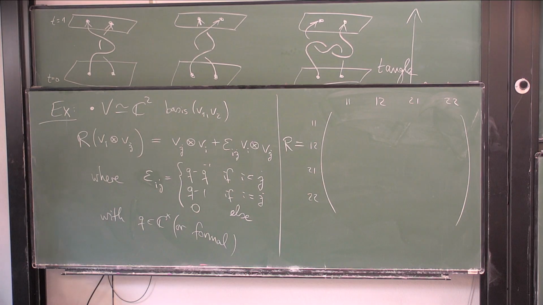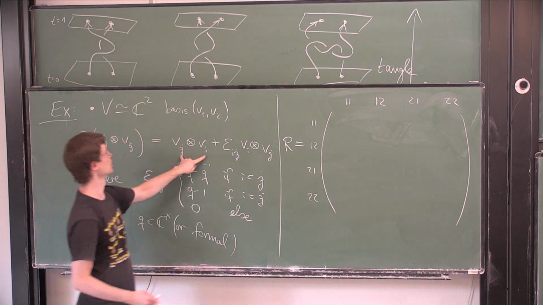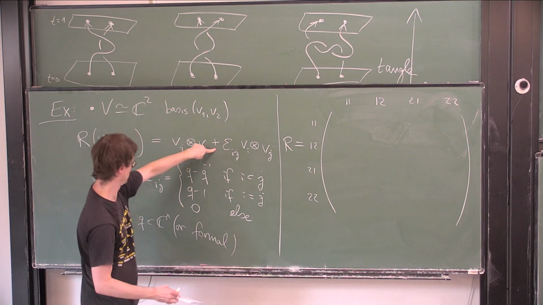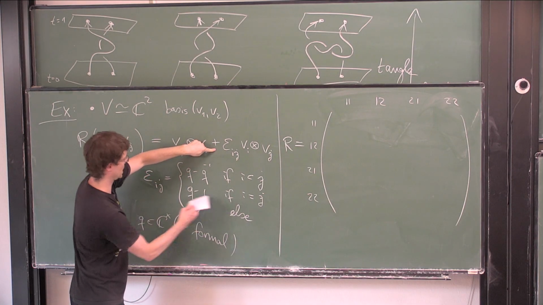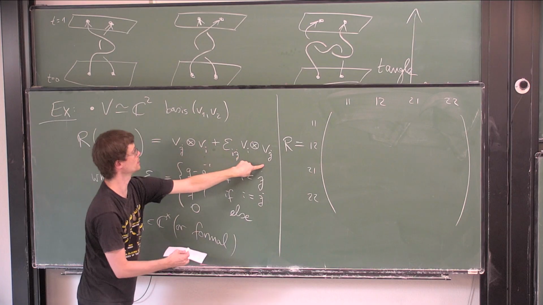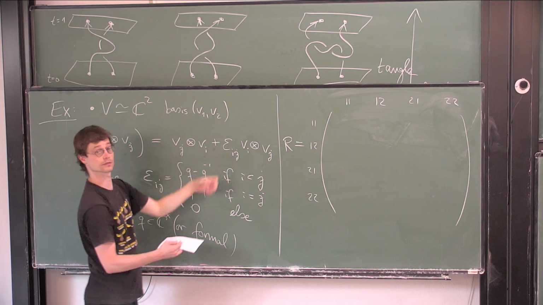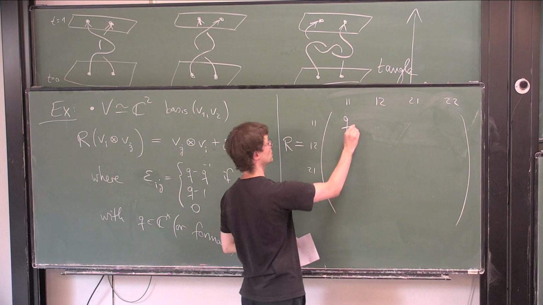So let's try to write this down. 1,1 goes to 1,1, plus, when i equals j, I have q minus 1 times 1,1. So actually I have 1 plus q minus 1. So actually that's q, and nothing else.